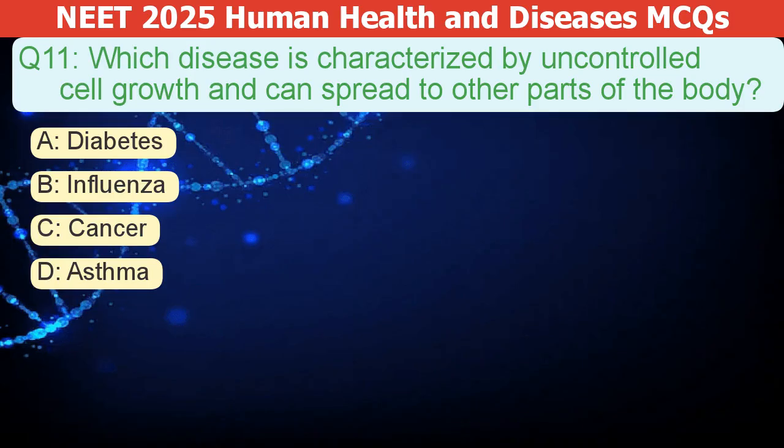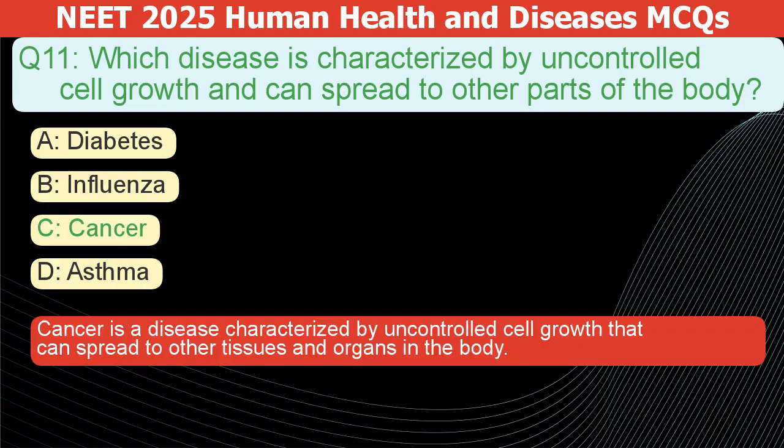Which disease is characterized by uncontrolled cell growth and can spread to other parts of the body? A. Diabetes. B. Influenza. C. Cancer. D. Asthma. The correct answer is C. Cancer is a disease characterized by uncontrolled cell growth that can spread to other tissues and organs in the body.